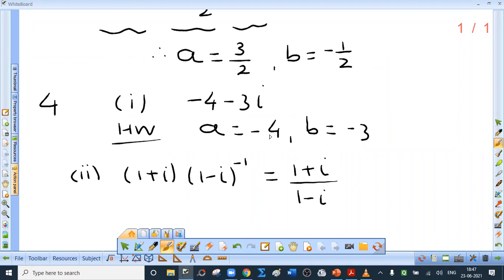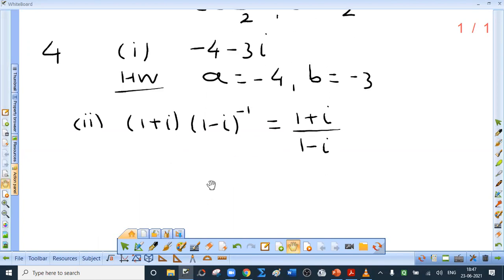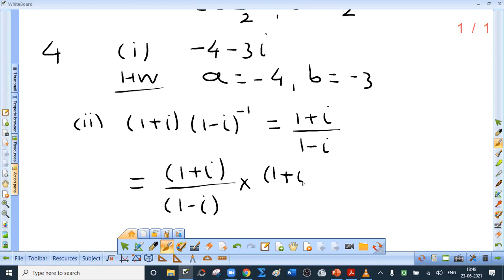Now second, 1 plus i into 1 minus i raised to minus 1. Raised to minus 1 means reciprocal. So it is 1 plus i upon 1 minus i. Now to divide one complex number by another means to multiply numerator and denominator by the complex conjugate of the denominator. What is that? It is 1 plus i. So 1 plus i upon 1 plus i.